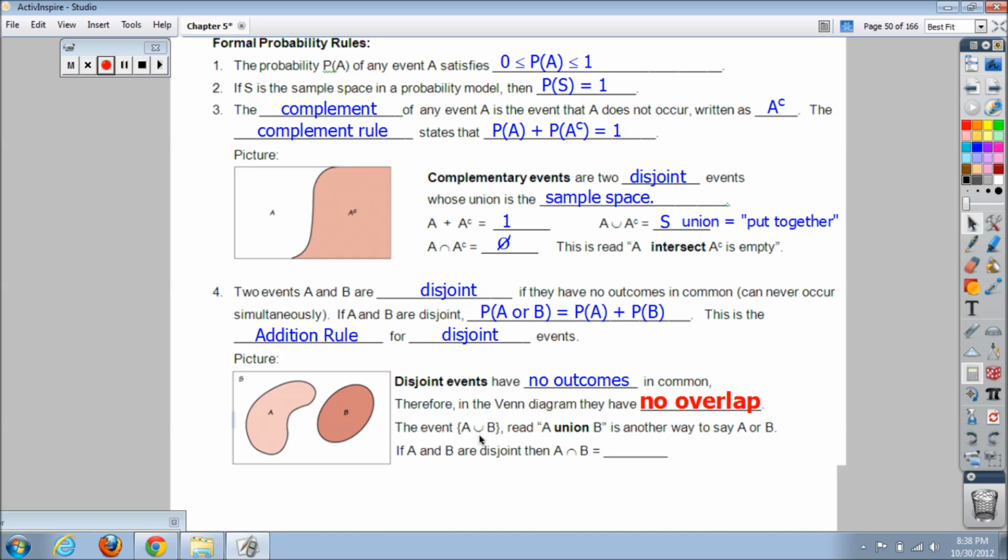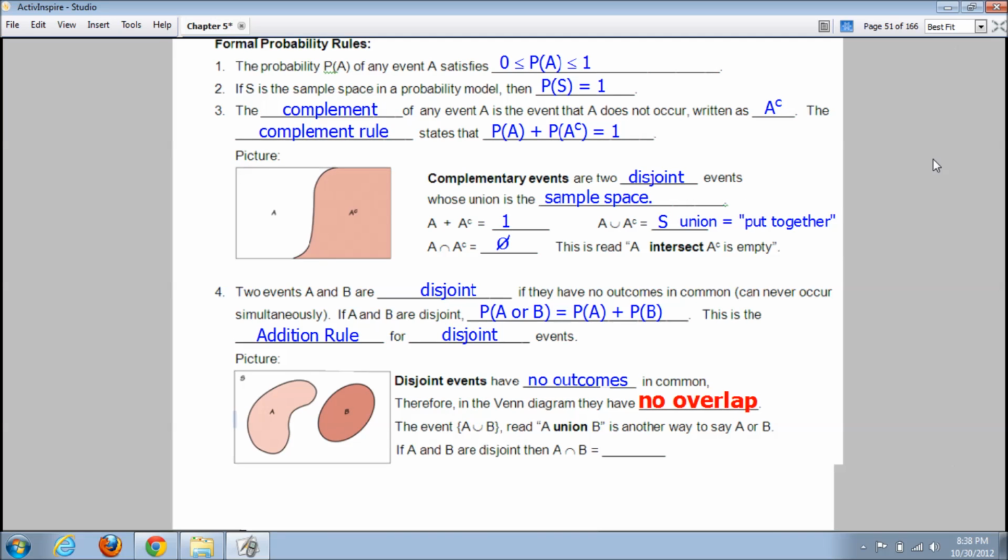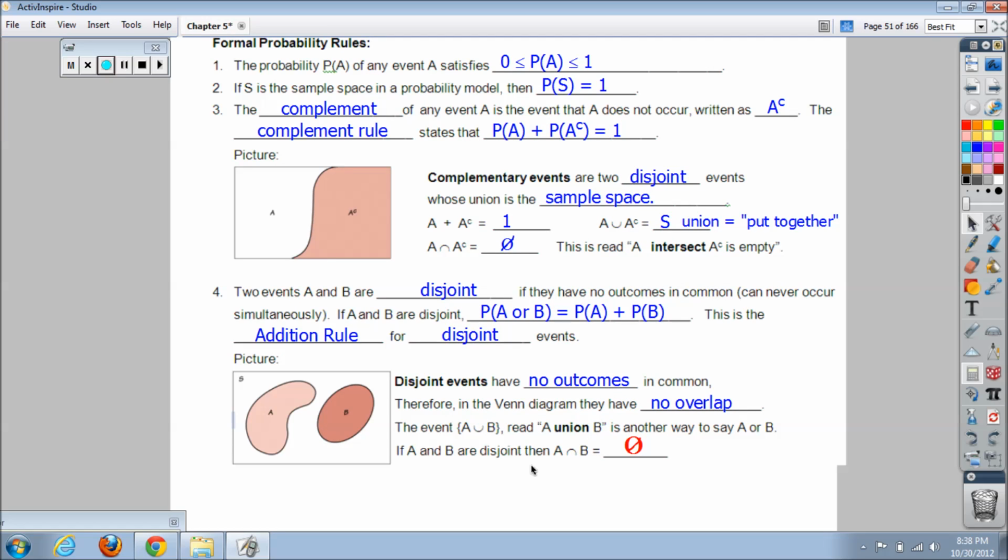The event A union B is another way to say A or B. And if A and B are disjoint, then again their intersection, what do they have in common, is the null set or the empty set.